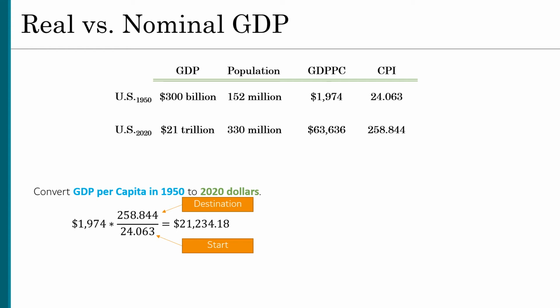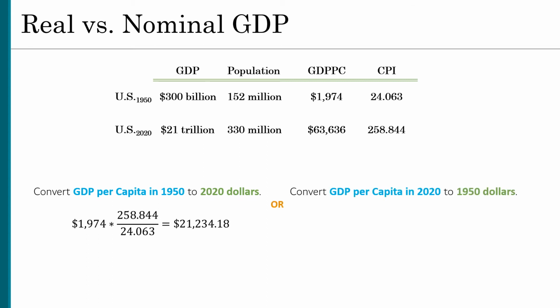This gives us $21,234.18. What that means is that you would need $21,234.18 in 2020 to buy the same basket of goods and services that they were buying with $1,974 in 1950. We would call this $21,234.18 the real GDP per capita. But if you're wondering why we put things in 2020 dollars and not 1950 dollars, well, that's an option too.